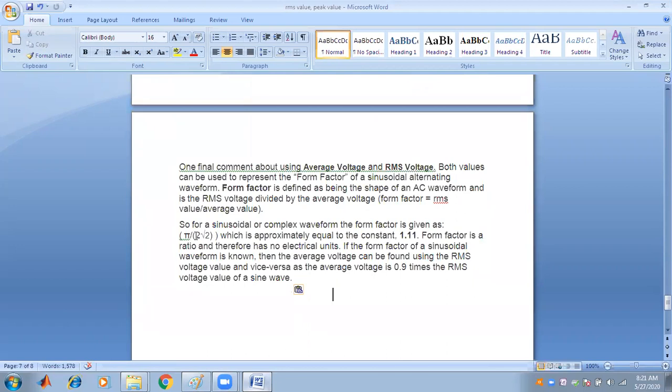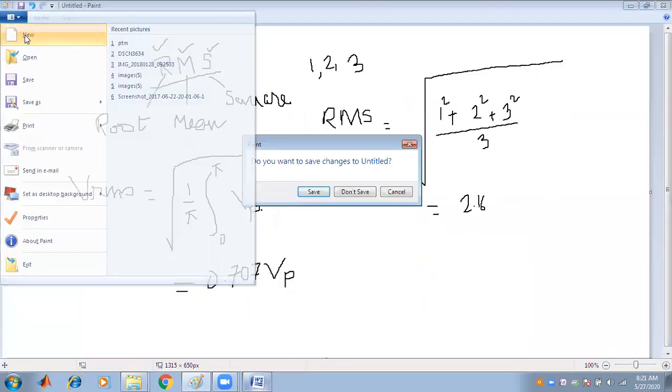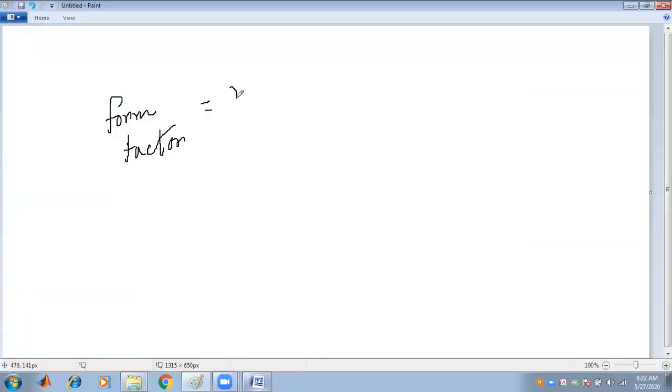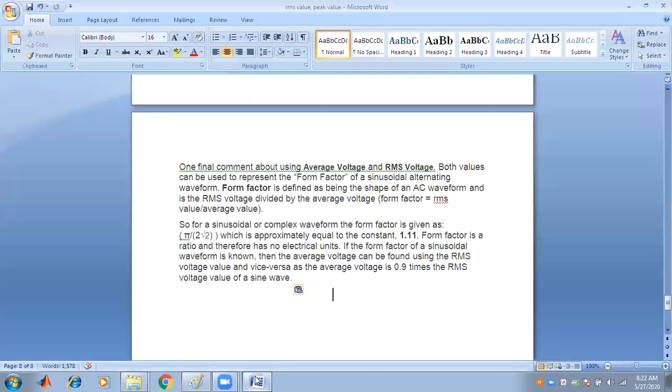So what is the form factor? Form factor is the ratio of RMS value to the average value. Form factor can be written as the RMS value to the average value. That is the form factor. So put those values. One is 0.707 and one is 0.637. So we are just getting the value of the form factor.